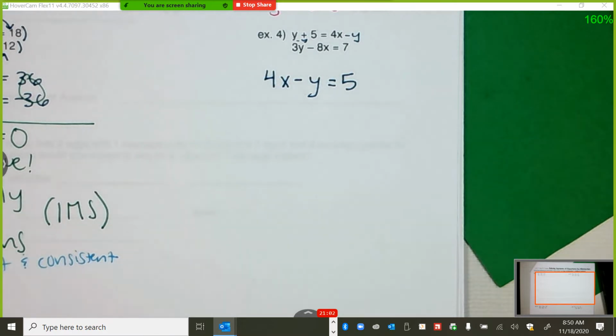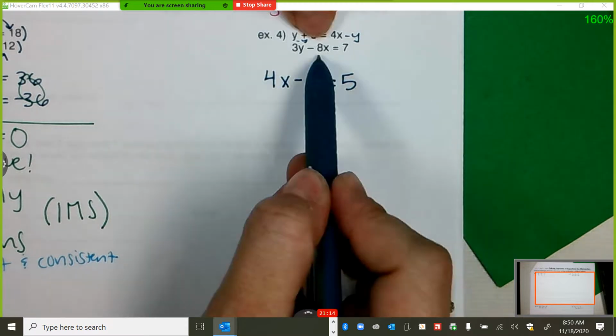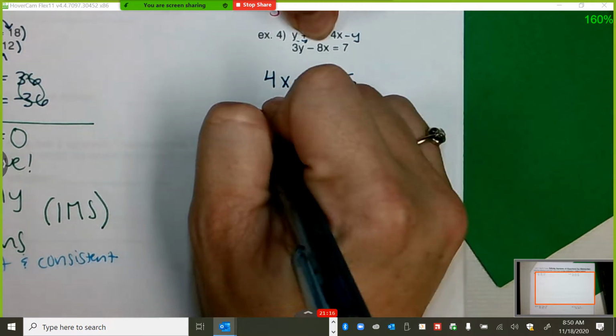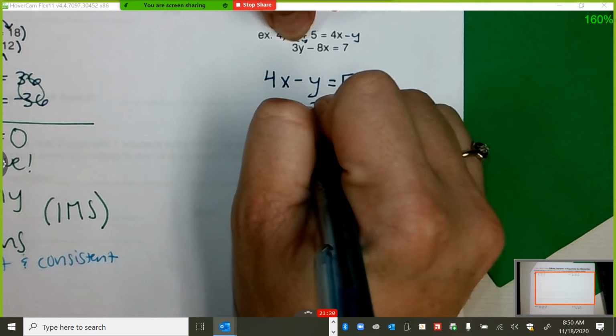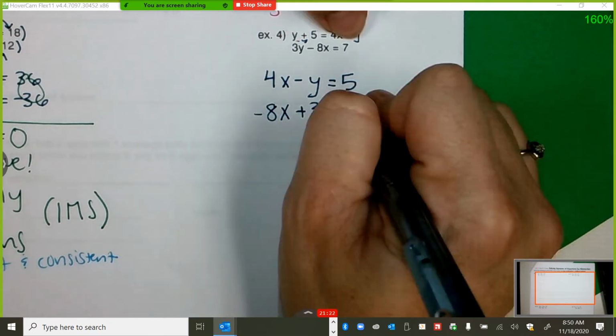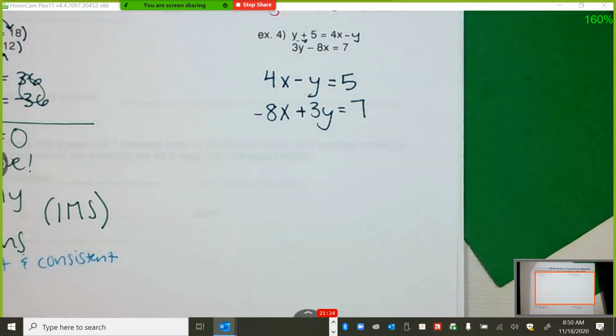What about the bottom equation? X and y are already on the same side, but are they in the right order? No. So what do we want to do? Just flip them. What kind of 8 is that? Negative. So it needs to stay a negative 8. And that's a positive 3y, so it needs to stay a positive 3y, and it equals 7. Now is it set up for elimination? Yes.